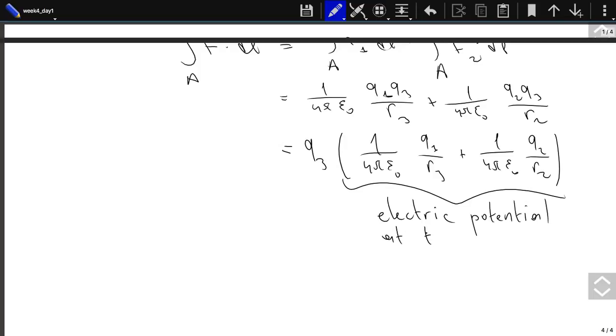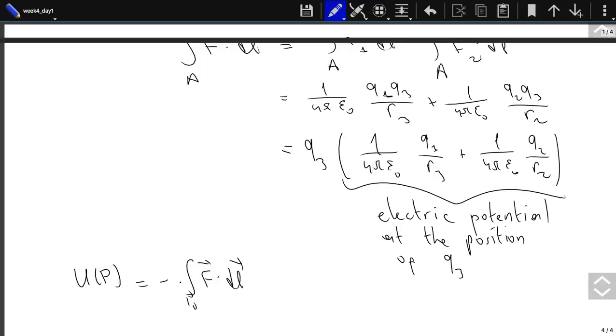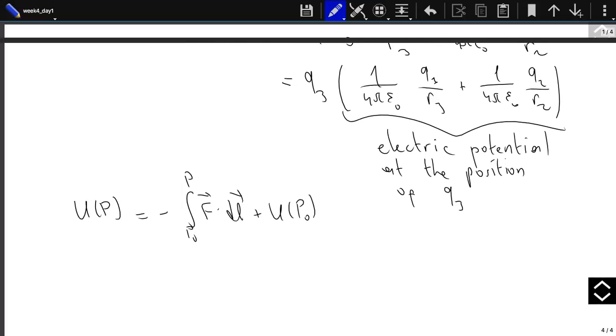At the position of Q3. Now, if you remember the definition of the potential energy, minus F dot dl from P0 to P plus U of P0. So just imagine you are moving one charge around.